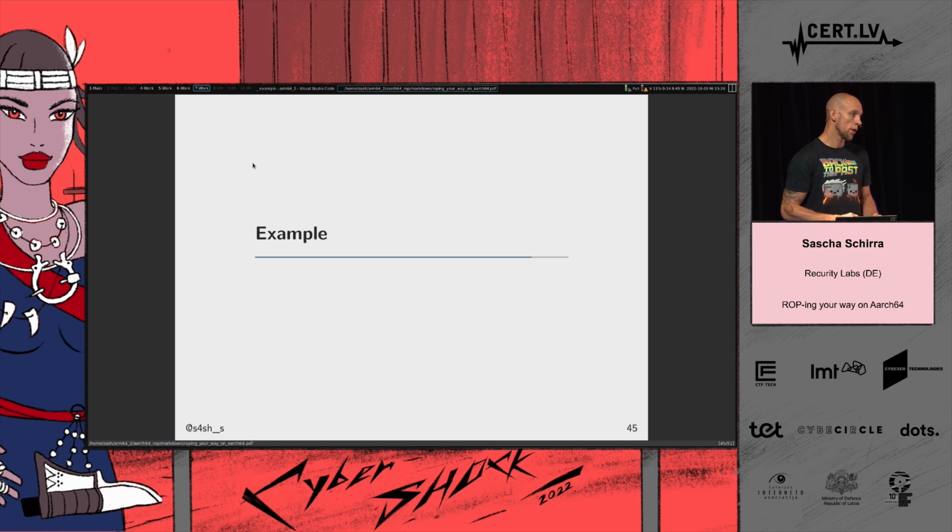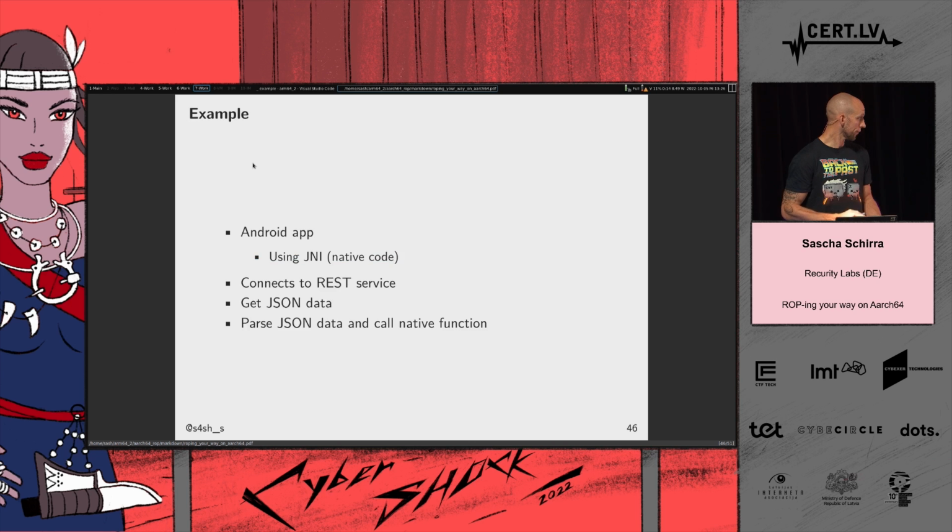Now we will look at a very simple example. We will look at an Android application which utilizes JNI, the native interface, and here you also have C code which is executed. That Android application connects to a REST service, gets JSON data from there, passes that JSON data and calls a native function.